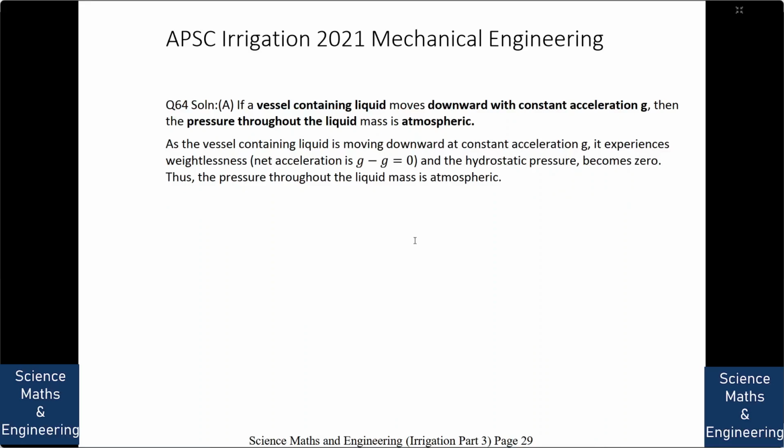If a vessel containing liquid moves downward with constant acceleration g, then the pressure throughout the liquid mass is atmospheric. Now what happens is that as the vessel containing liquid is moving downward at an acceleration g, it experiences weightlessness. That means the net acceleration is g minus g equal to 0. So the hydrostatic pressure becomes 0. Thus the pressure throughout the liquid mass would be atmospheric pressure. So we will go to the next question.